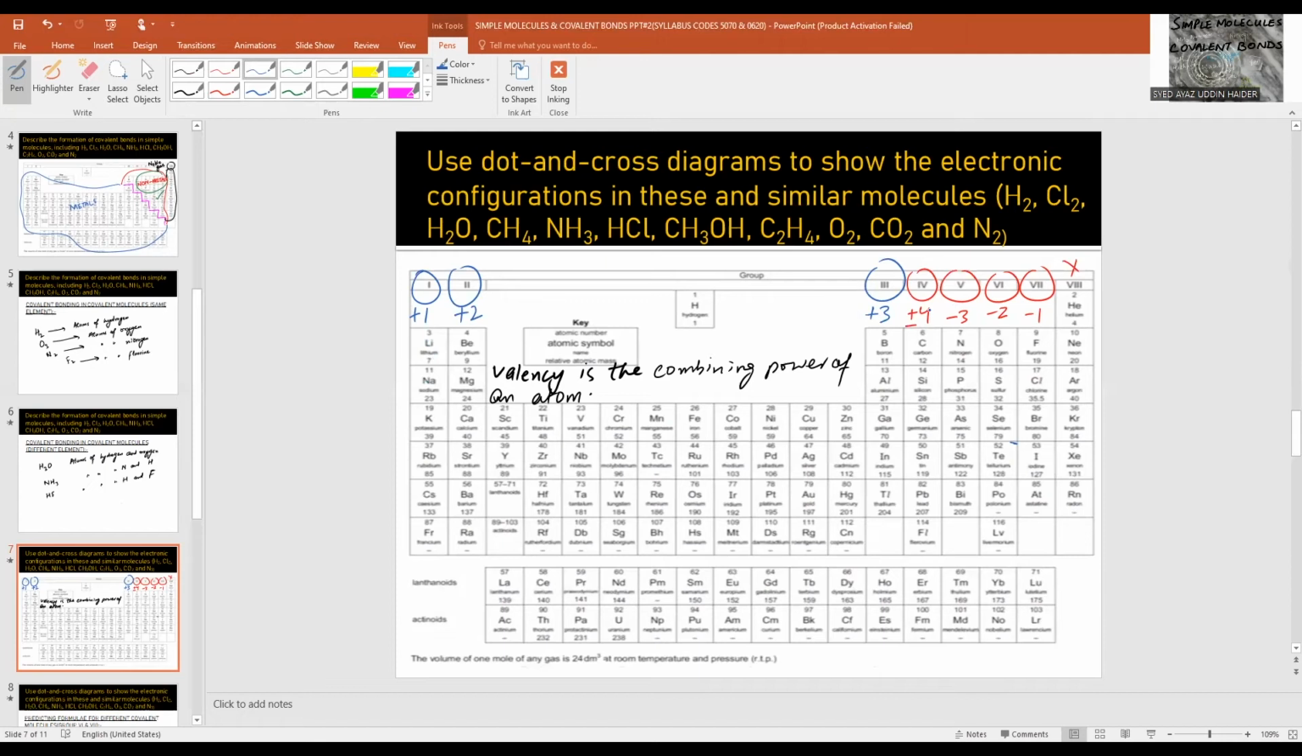Like, for group 4, they have plus minus 4. The reason is that they contain both non-metals and metals. So some are losing 4 electrons, some gain 4 electrons. For group 5, they gain 3 electrons. They need 3 electrons to complete their valence shell. That's why the valency becomes 3. Also, the sign is minus, which indicates they are going to gain electrons. For group 6, it's minus 2, which indicates that they are going to gain 2 electrons. Group 7, they're going to gain 1 electron. That's why it's minus 1.